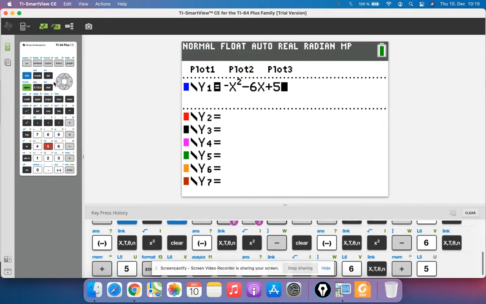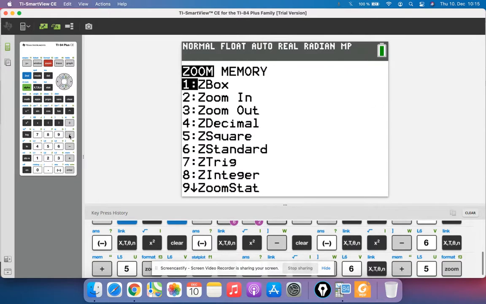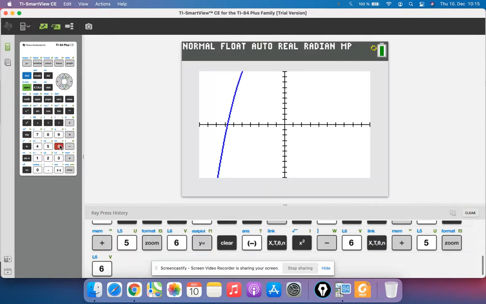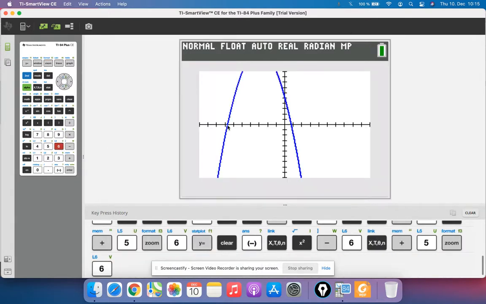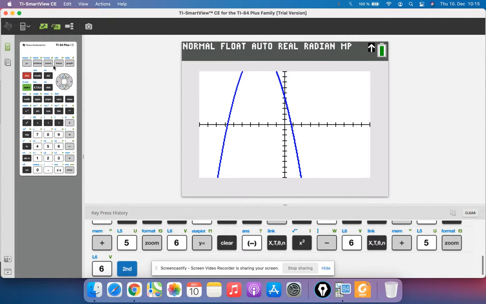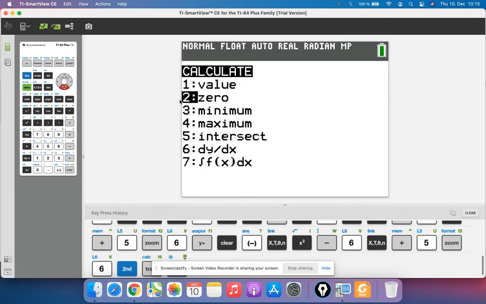And now to graph, I always suggest to hit zoom and then option 6 to get the standard window. So now we can see if we want to find the places where this crosses the x-axis, there's a couple ways. The first way is to do second and then calc, which is on the trace button. And then option 2 and 0 is for x-intercepts.